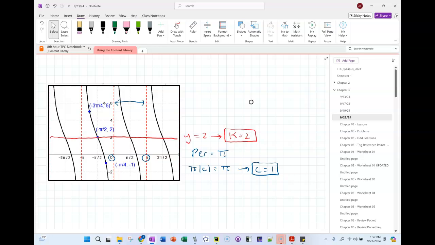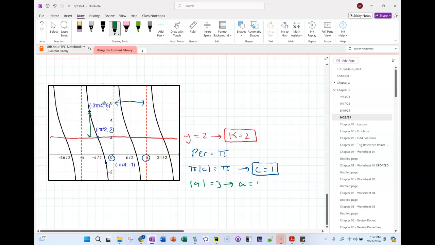All right, next let's go find that value for A. So we're looking for, say, that distance from 5 to 2, which is 3. So A is plus or minus 3. Which one do I want, the plus or the minus? Minus, because we're going from high to low, always reading from left to right.